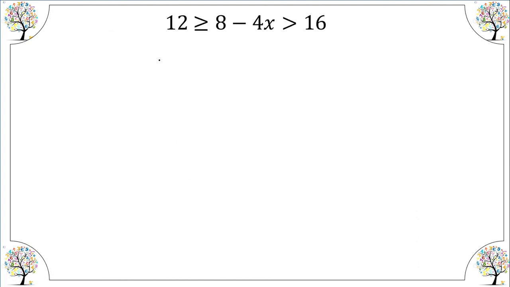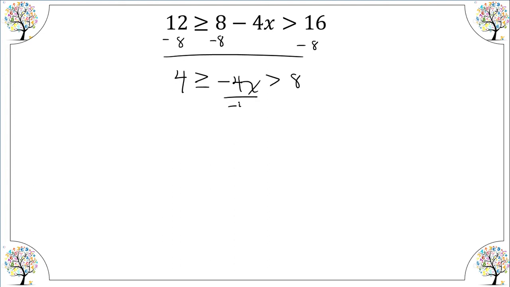Okay, let's take a look at this one. This is a compound. So we have 8 minus 4x. So we have to remove the 8 first. So we're going to subtract 8 from all sides. This is 4 is greater or equal to -4 times x is greater than 8. We're dividing by -4. So that's a little flip-flop. So this gives me -1. We're going to reverse the inequality and reverse the inequality.